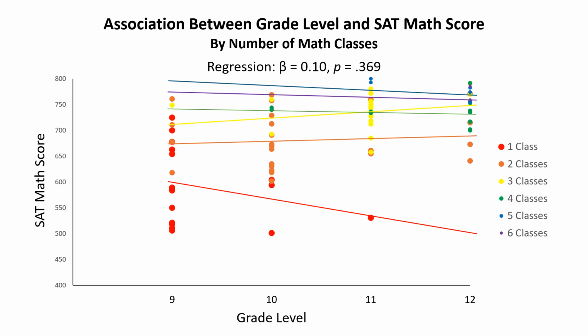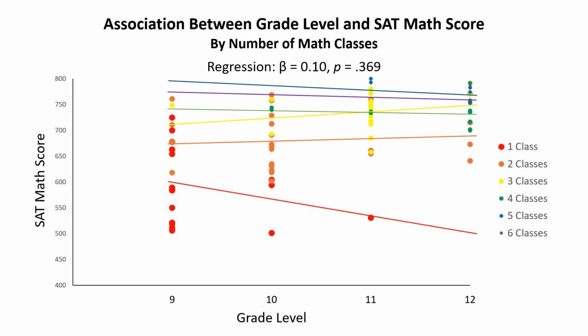In this slide, I am showing you the regression weight from a multiple regression where I am predicting students' SAT math scores based on their grade level after controlling for the number of math classes that they have completed. The regression weight for grade level in this analysis is 0.10, and that was not statistically significant. So there is not a significant association between grade level and SAT math scores once we take into account how many math classes our students have completed.